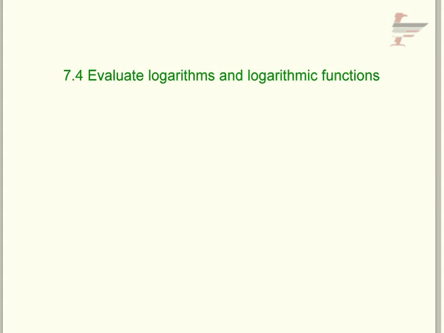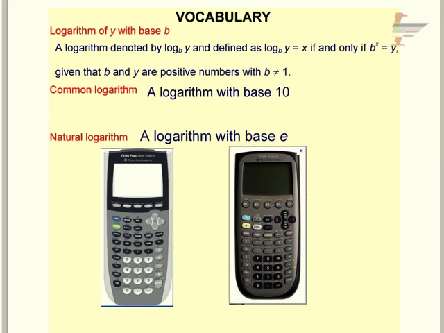Section 7.4 is evaluating logarithms and logarithmic functions, and this will for sure stretch your mind. So I would push pause when you need to, or rewind when you need to re-listen to something, and make sure that you really understand these concepts before moving on. So the first thing I just want to cover, of course, is some vocabulary.